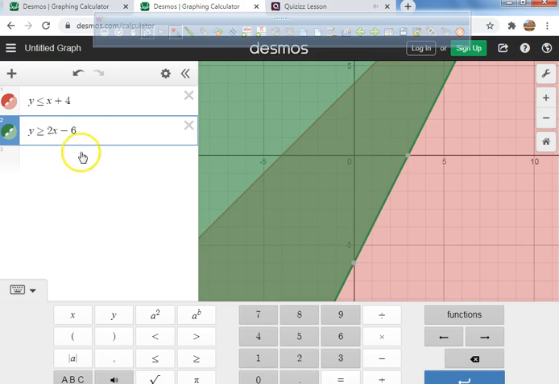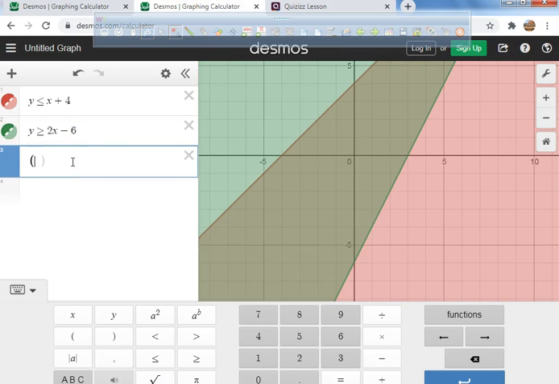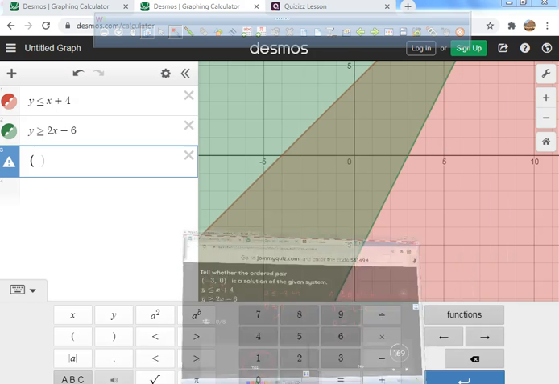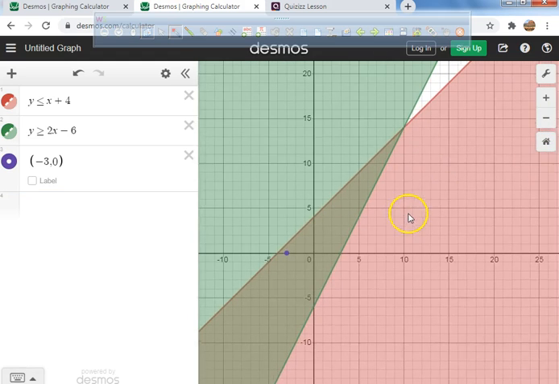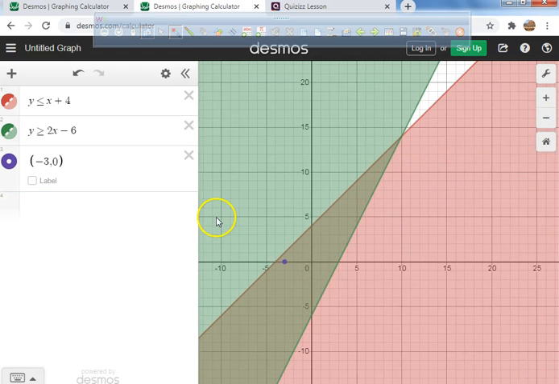And what was the ordered pair that we had to test? Was it negative 3, 0? Okay, look. Negative 3, comma 0. Can everybody see the solution region? You guys see it? Now, what was different about this one than the previous one? This one, it didn't give you a graph, did it? You had to kind of plug it in, but that's what you're doing.